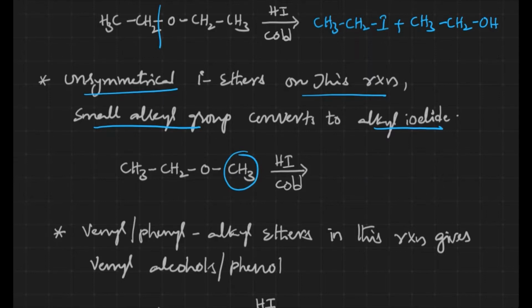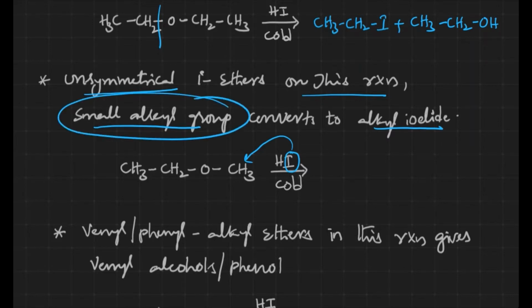Now where will hydrogen go and where will iodine go? What is the nucleophile here? I minus. In the SN2 mechanism, the leaving group gets out and the incoming nucleophile attacks at the same time. The incoming nucleophile goes to the carbon which has fewer substituents, the less bulky, smaller one. That's why the iodine goes to the smaller one. The smaller group converts into alkyl iodide, that is methyl iodide, plus the bigger one converts into alcohol. What is this one? Ethyl alcohol, CH3CH2OH.